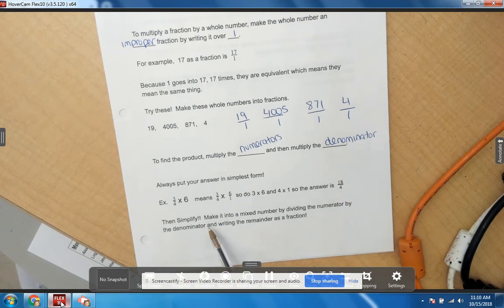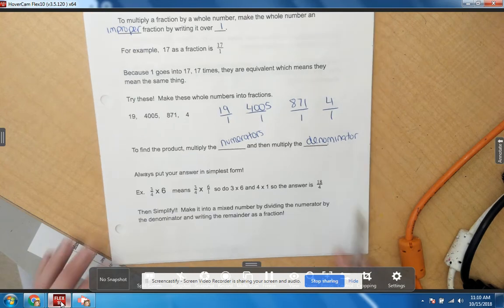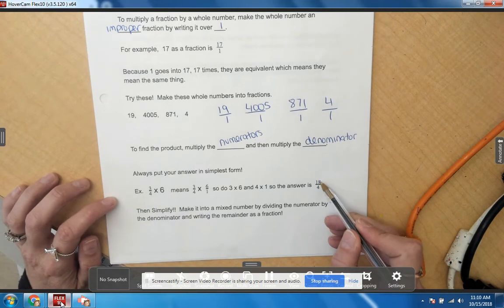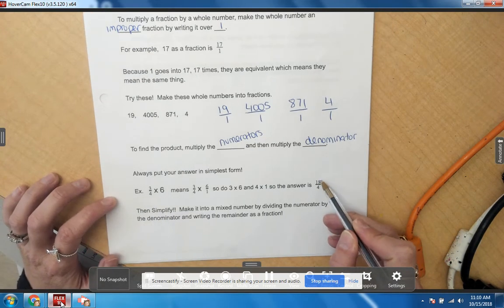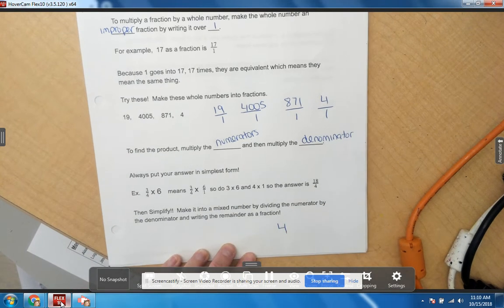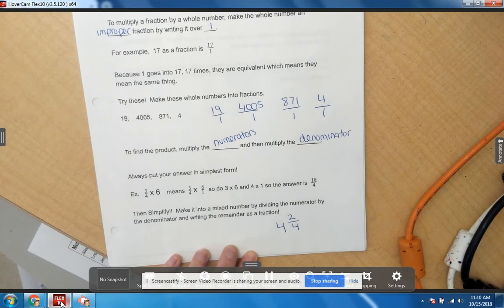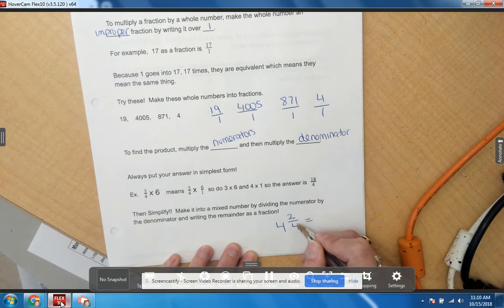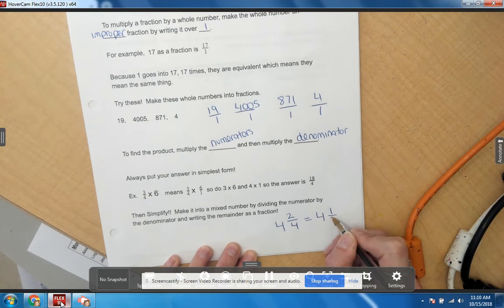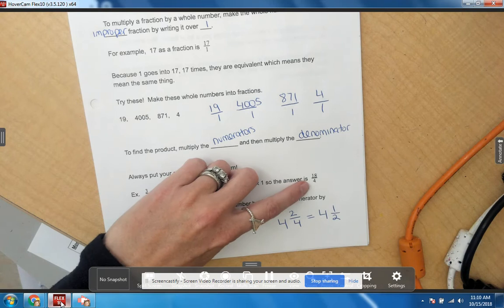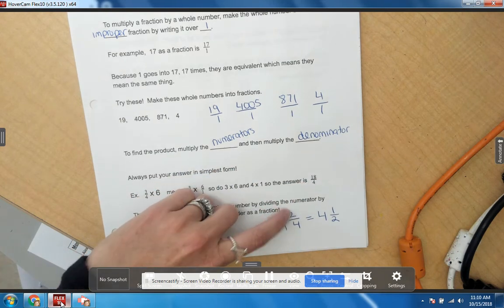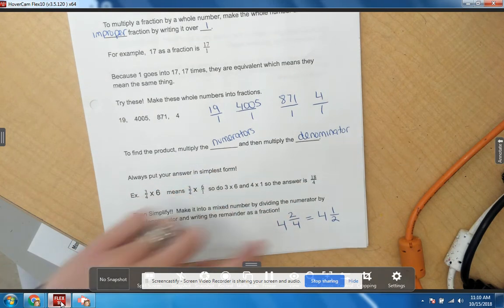So we want to simplify it, which means you make it into a mixed number. You've probably done this last year, but you divide the top number, the numerator, by the denominator. So 4 goes into 18 4 times, which is 16. And we'd have 2 left out of the 4. The denominator stays the same. And you could divide these both by 2, and you get 4 1/2. So I did 18 divided by 4. It goes in 4 times. There's 2 left over, and the denominator just stays the same.